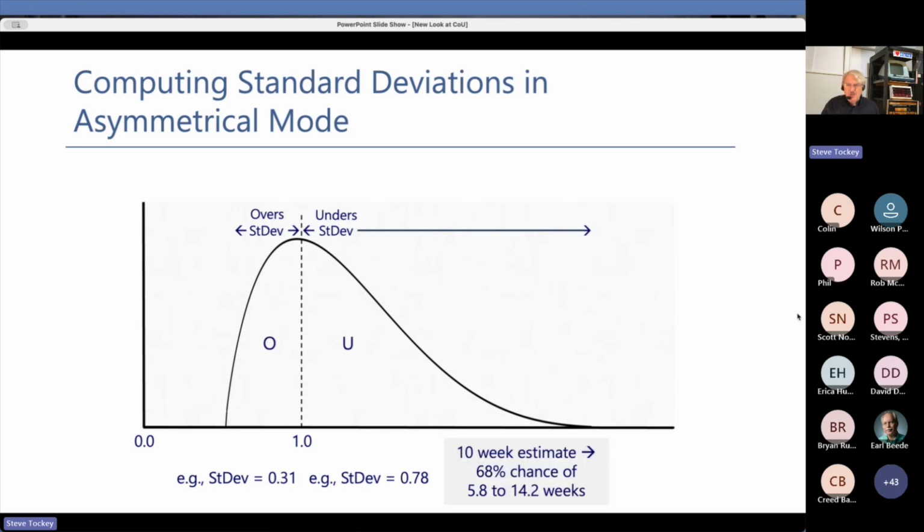Okay. And so instead of what I told you before, that 10-week estimate, 68% chance of being between 5.8 and 14.2, no, what we're going to say now is that the 10-week estimate is a 68% chance of being between 6.9 and 17.8 weeks. That's this asymmetrical mode. We're using different standard deviations on either side of the mean. And the tool will support the symmetrical mode. It will support the asymmetrical mode, whereas the spreadsheets only did things symmetrically.